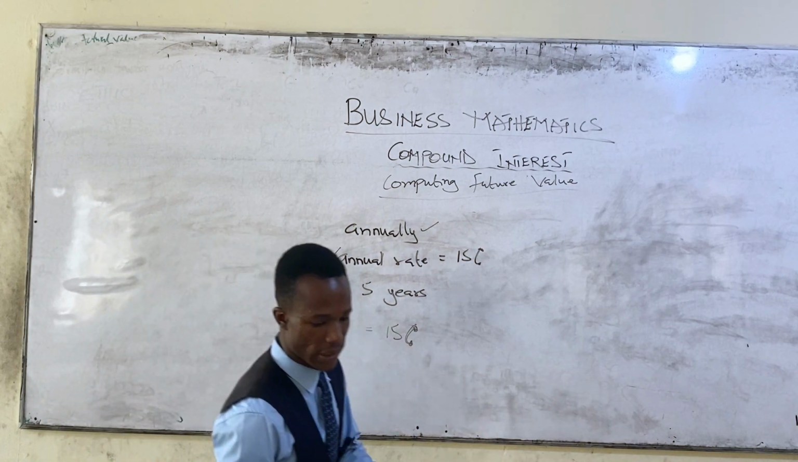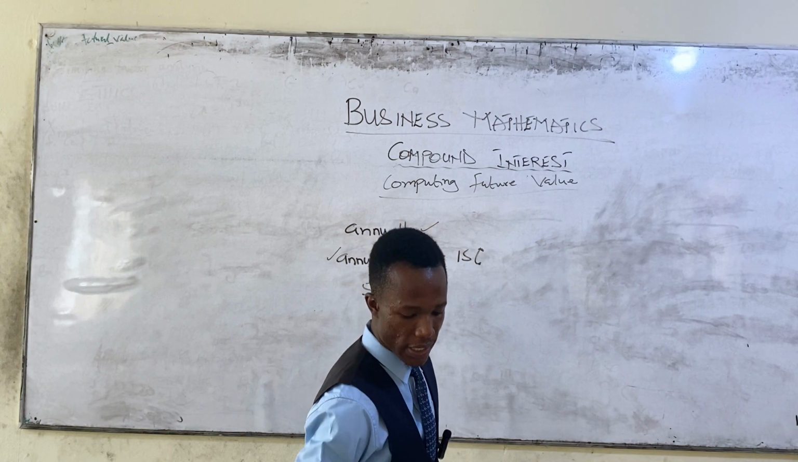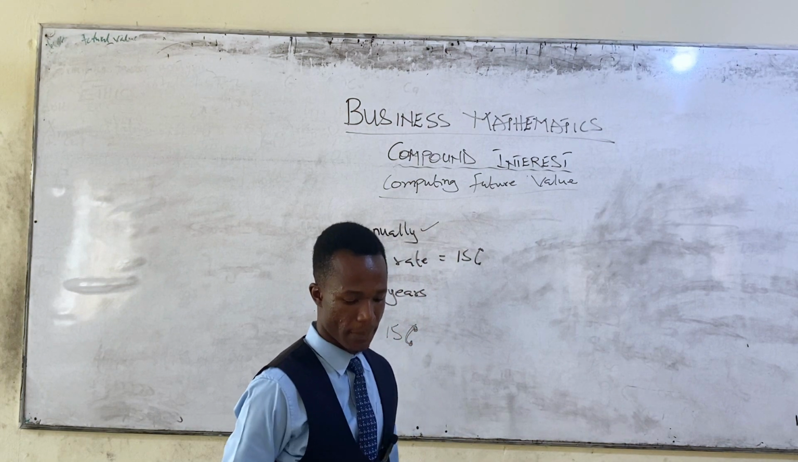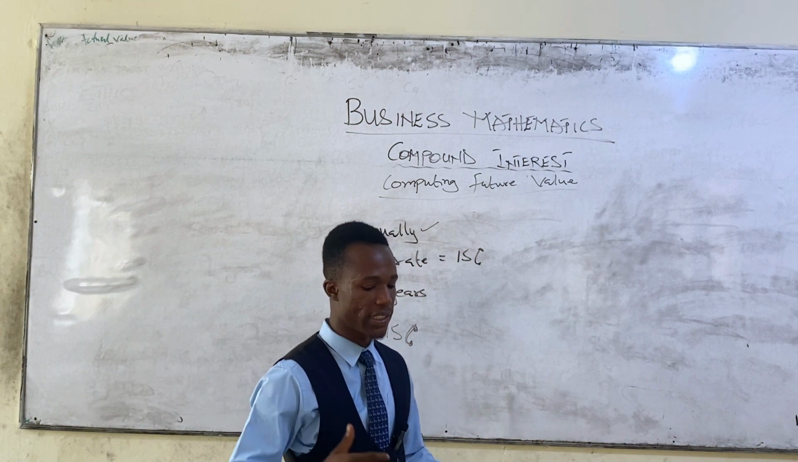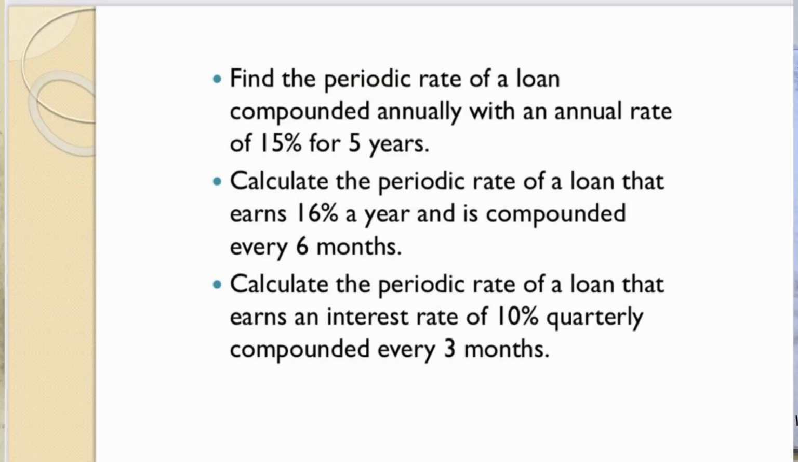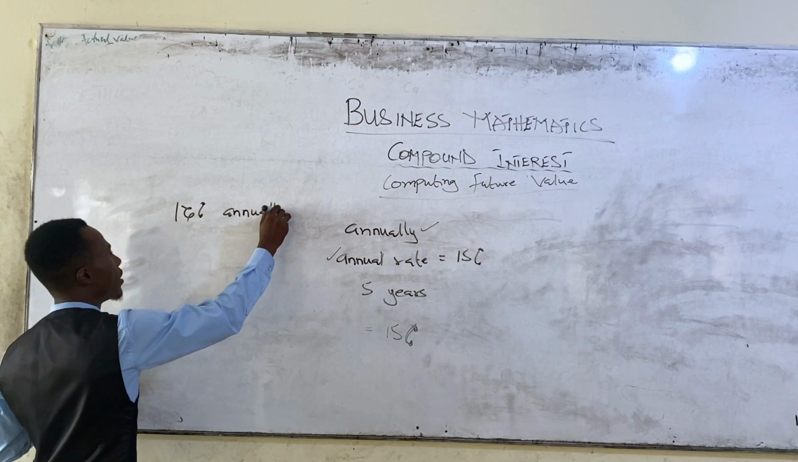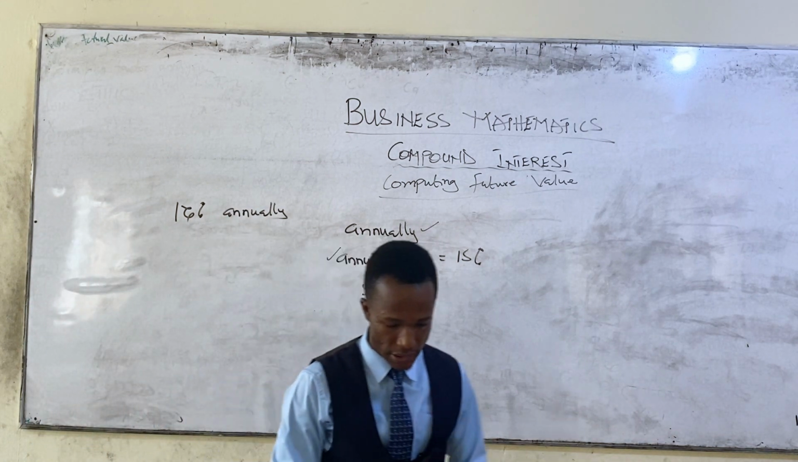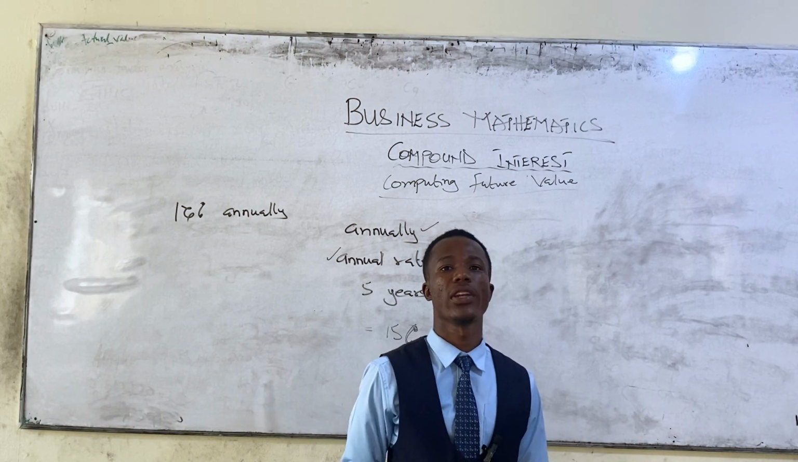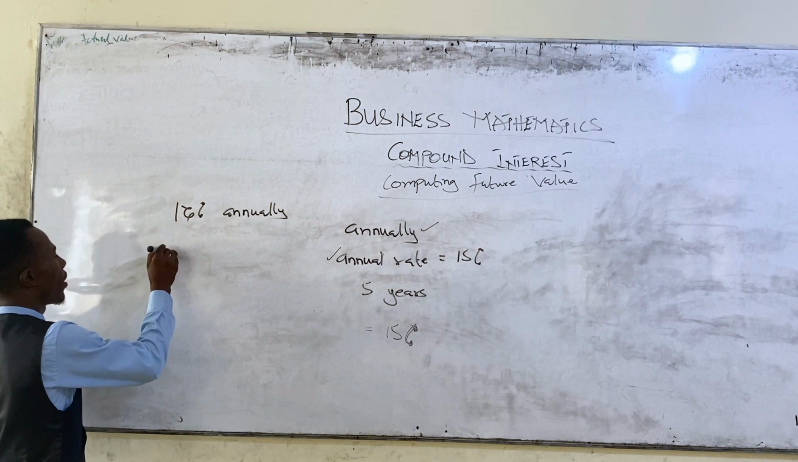Okay, then let's look at another question. Calculate the periodic rate of a loan that earns 16% a year and is compounded every 6 months. So the periodic rate of a loan that earns 16% a year. So we have 16% annually. This is the rate, 16% annually, and the loan is compounded what? Every 6 months.